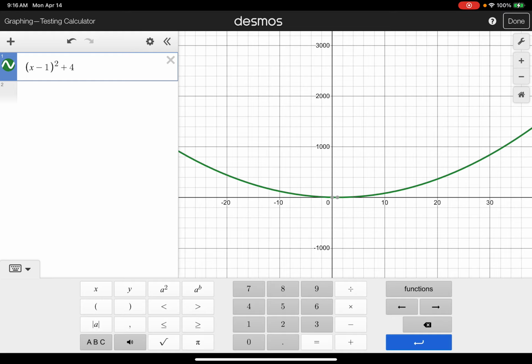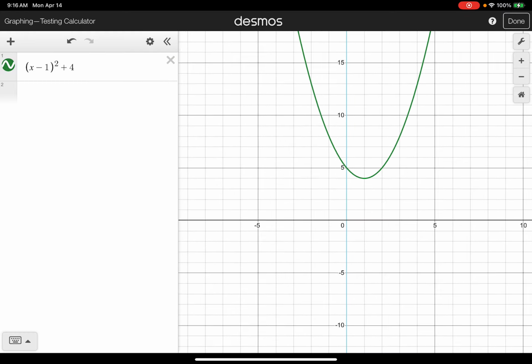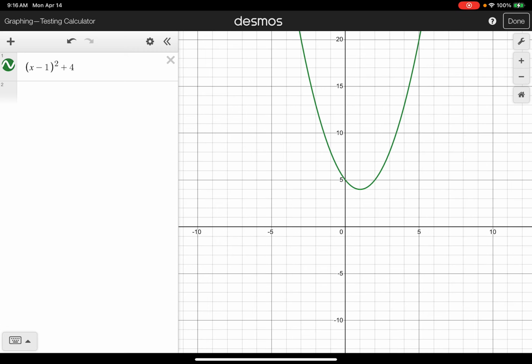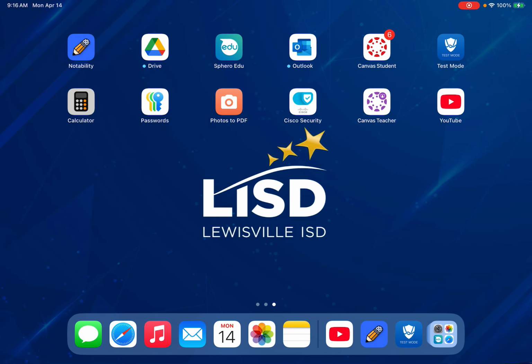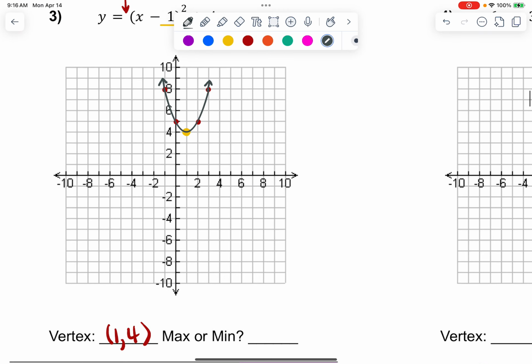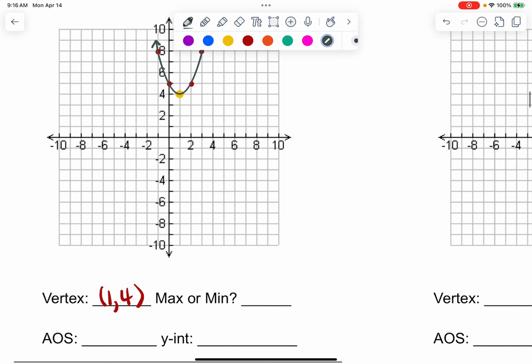All right, let me go back to the home screen. All right, and there you go, right? And you can totally see all those exact points that you need to plot on your graph. Remember, don't just graph some random parabola, right? You need to make sure that you're doing nice, pretty points. Okay. All right, so now that we have it graphed, we should be able to answer all these questions here.